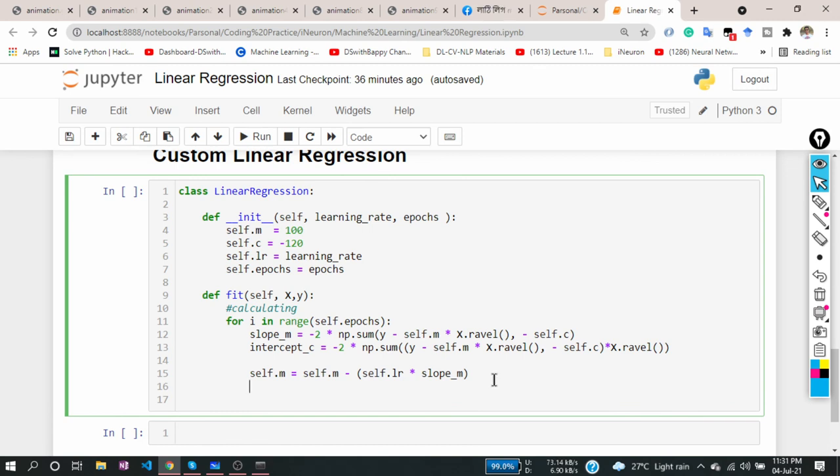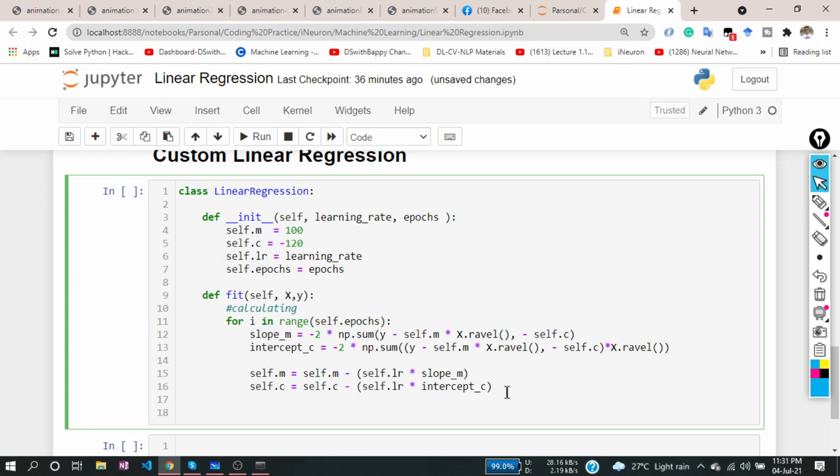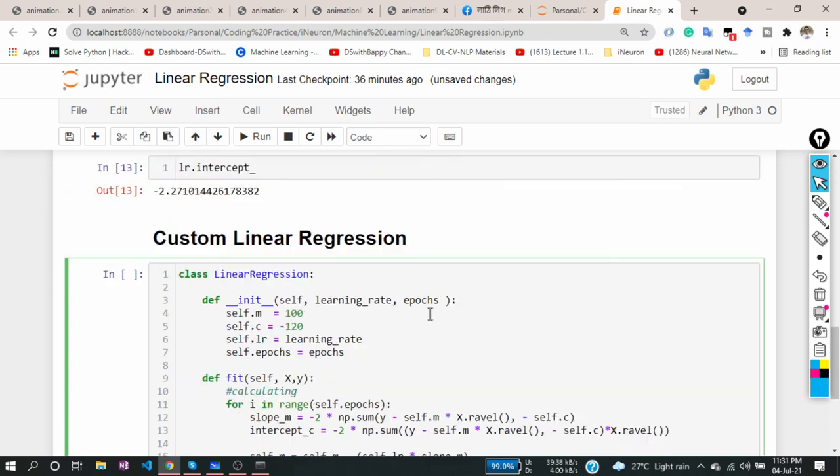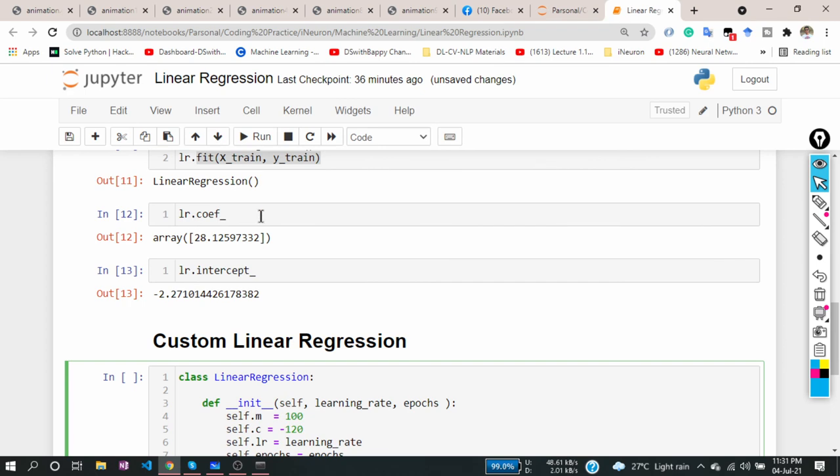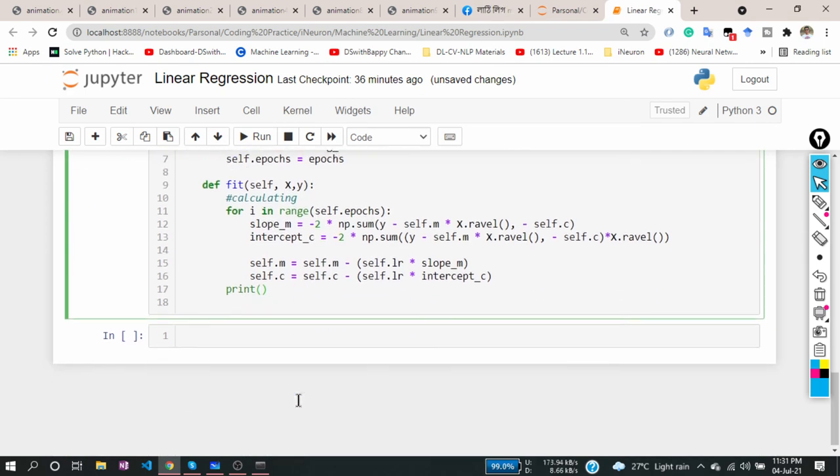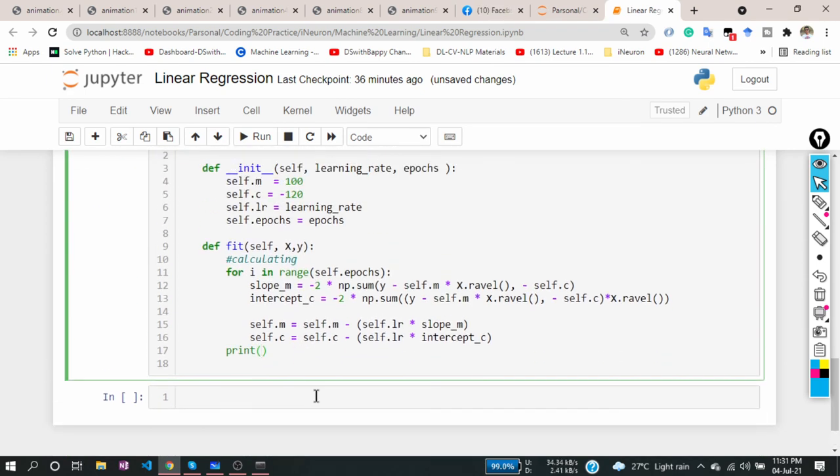Now simultaneously just update the C also. So for C, I will just write C, and let's define intercept C, and my LR and intercept C. I will copy and paste there. Then at the end, I will just print it, because here they are printing, right? I will also print. I want to see whether it is giving the right result or not.